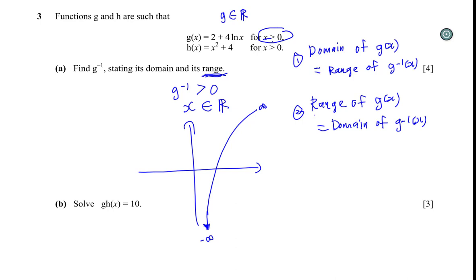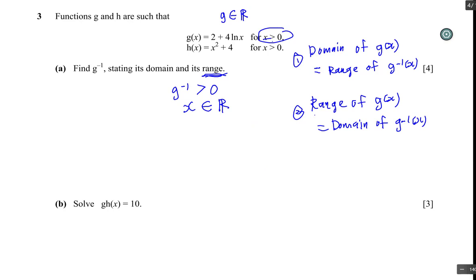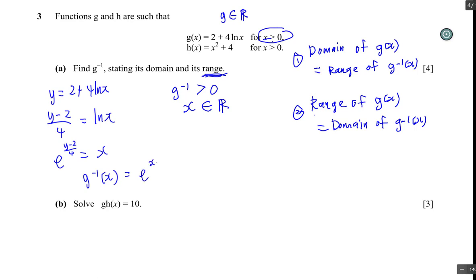Okay, by the way, we need some equation here. We need to find the g inverse, so depending on which method you like, I will make y equals 2 plus 4 ln x. I make x the subject, so y minus 2 divided by 4 equals ln x. So x will equal e to the power of (y minus 2) over 4. Therefore my g inverse of x will equal e to the power of (x minus 2) over 4.